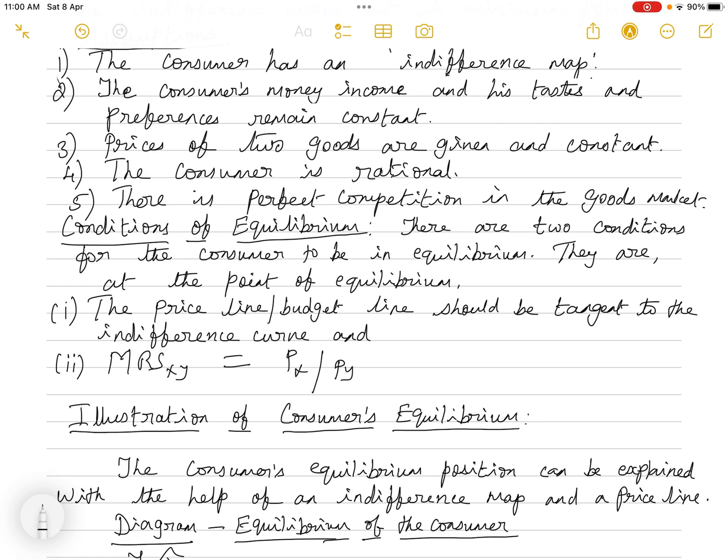Now there are two conditions for the consumer to be in equilibrium. So that's what the conditions of equilibrium are. There are two conditions for the consumer to be in equilibrium.